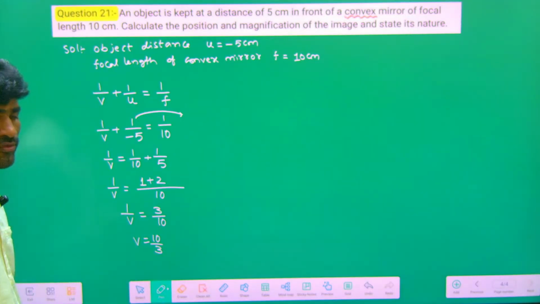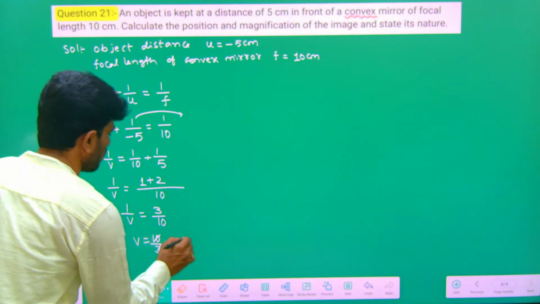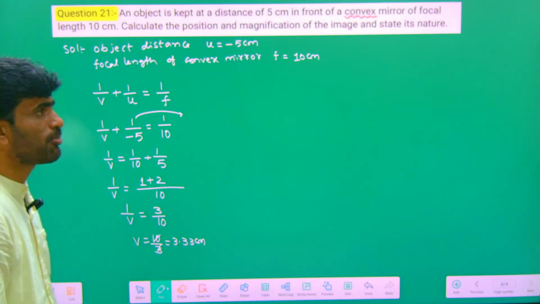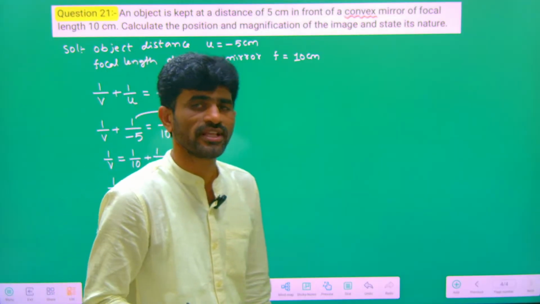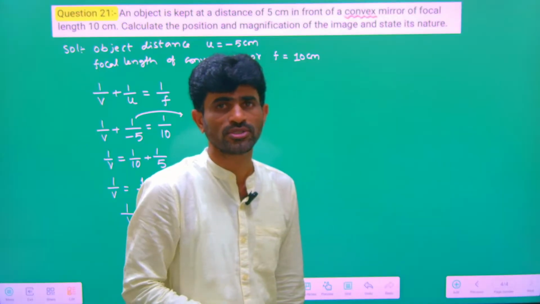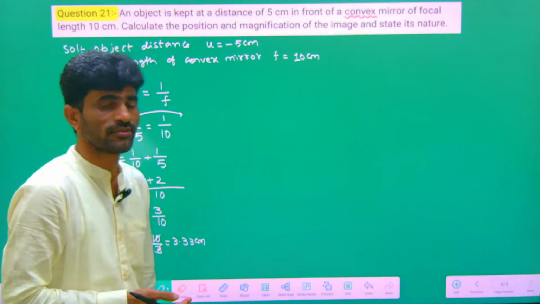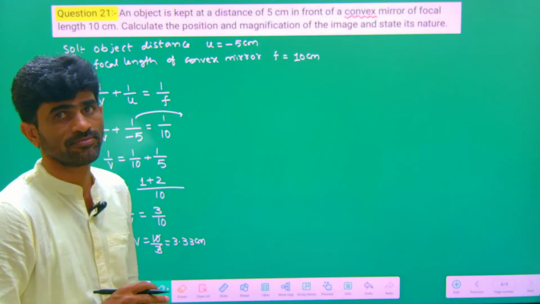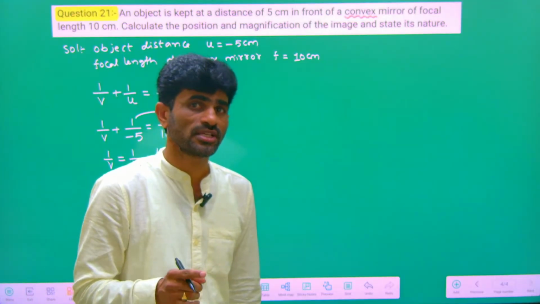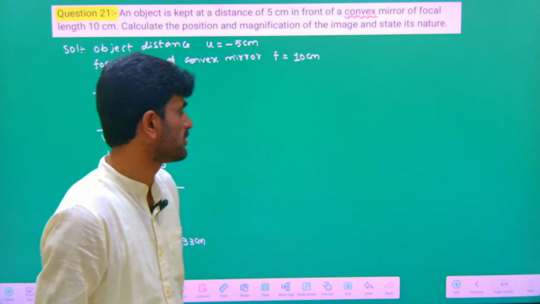You can keep it like this, or if you want decimal form, you can divide it and we get 3.33 or 3.3. So we got v positive. Why positive? Because in a convex mirror we always get a virtual and direct image. Our image forms always behind the mirror, virtual and direct, and image distance is always positive. Even image height is positive. Magnification is also positive in a convex mirror. Whenever the image is real and inverted, magnification will be negative. If the image is virtual and direct, magnification is positive.